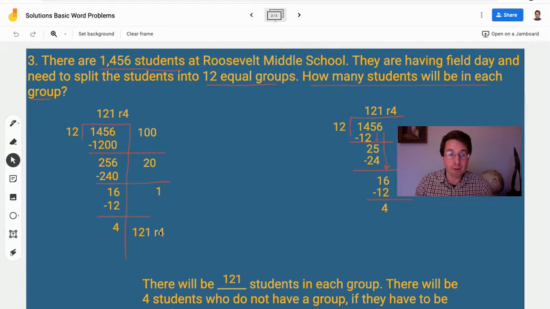But since there are 4 left over, I have to also continue. There will be 4 students who do not have a group, if the groups have to be equal. So it's a remainder 4. That was the big 7.